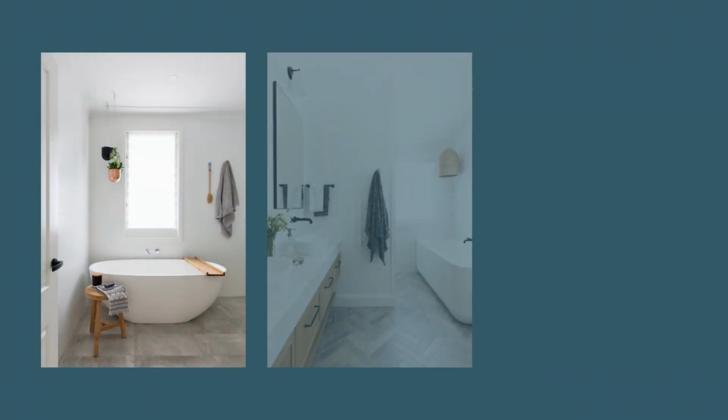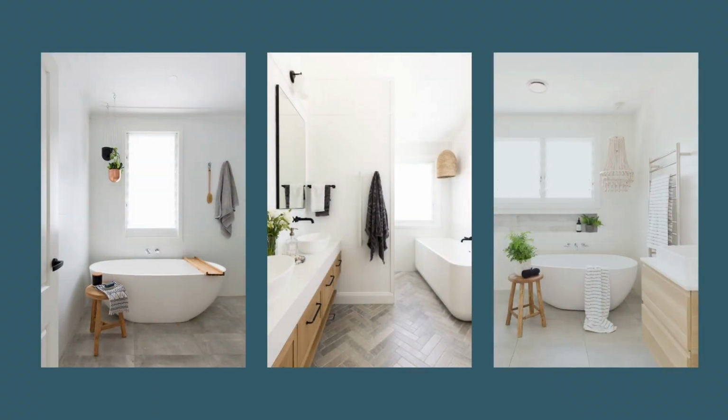You could try a timber shelving, a timber stool, a basket, a rattan pendant light, a hanging plant. Even if the look that you're after is really sleek and clean and minimal, it'll still look more alive with, say, a live plant.